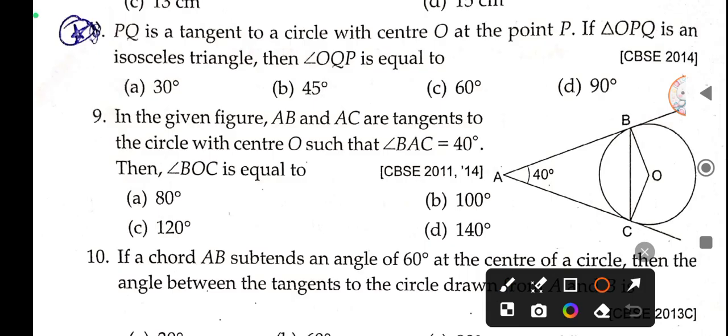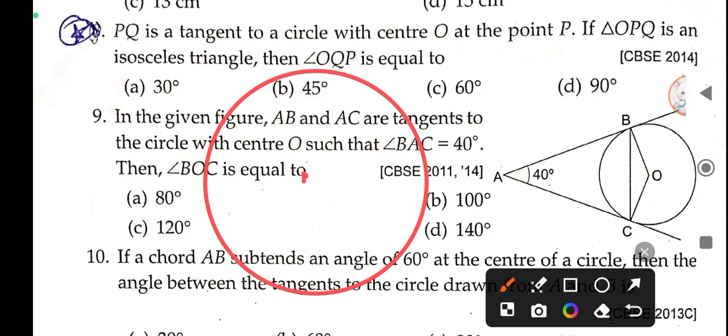So let's see. PQ is a tangent to a circle with center O. So let's draw a circle with center O. Now what does it say? That PQ is a tangent to the circle at a point P. So from any point P, PQ is a tangent.